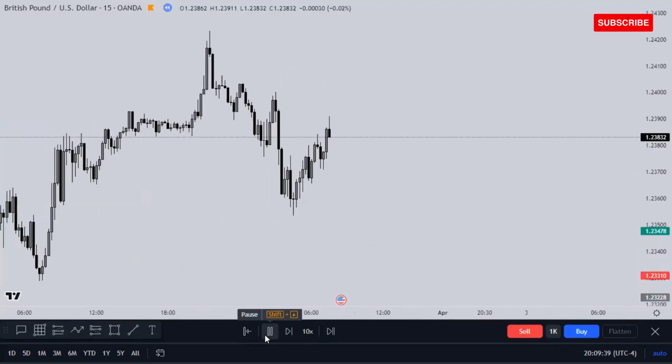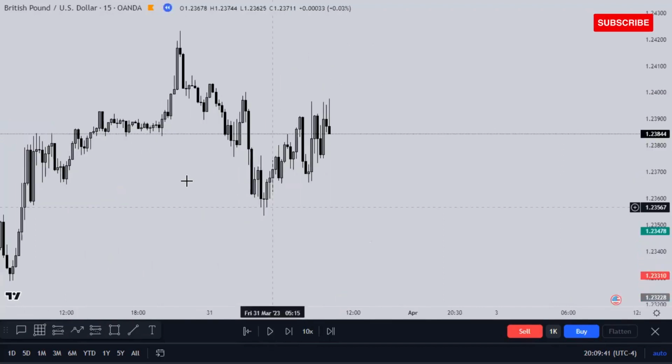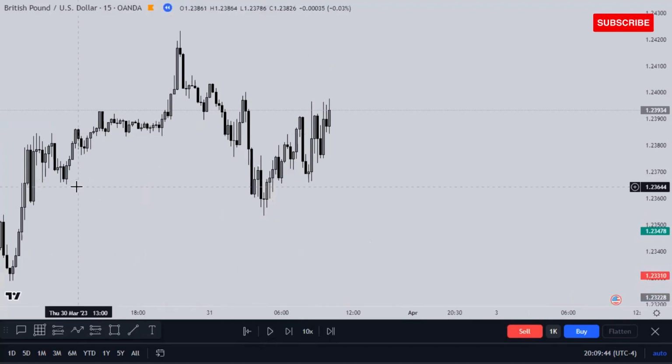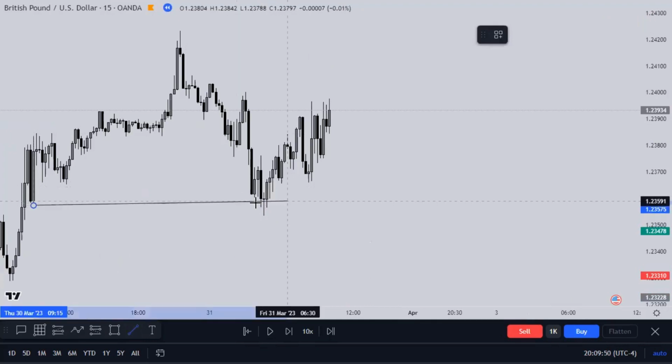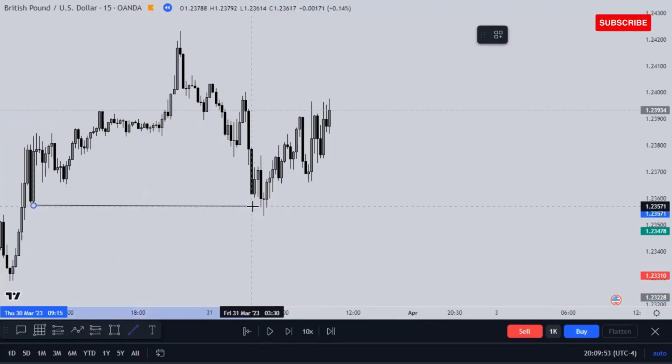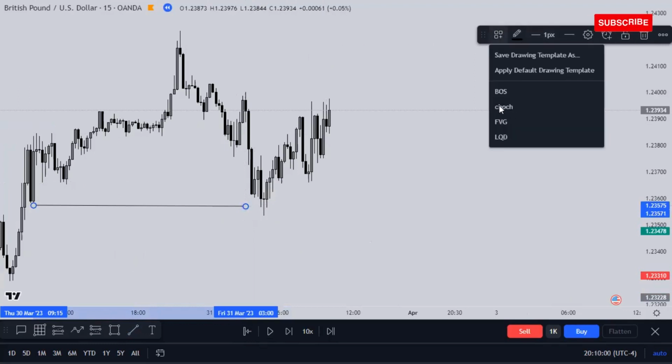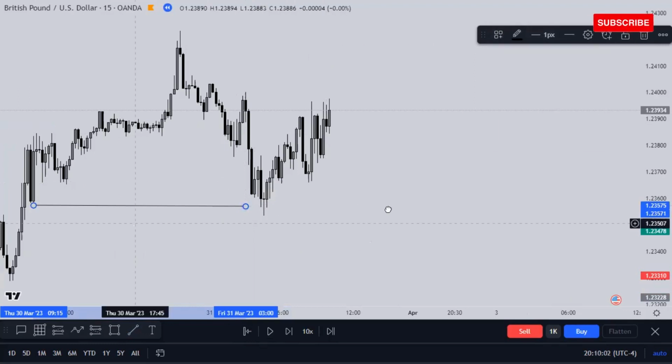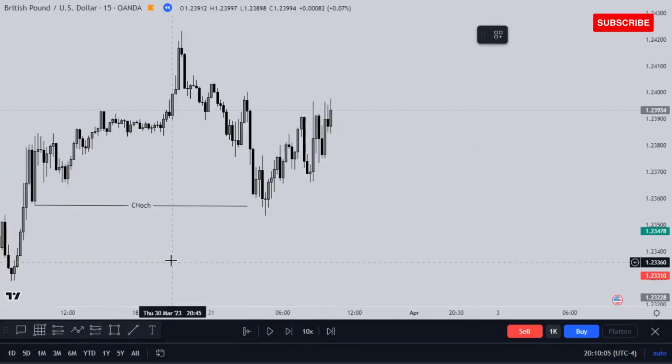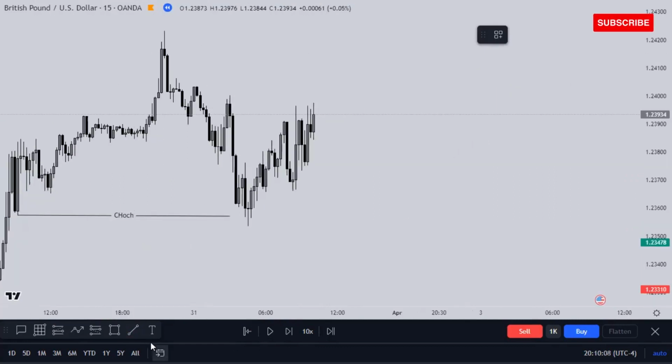Oh, and also I think I've missed something here. You can see here, guys, that we have some kind of a change of character here. I think I didn't take this one. I'm just seeing this one now. We had a change of character here. I'm really clumsy. Drawing a line straight is something I've been suffering from. So we have a change of character here, right?